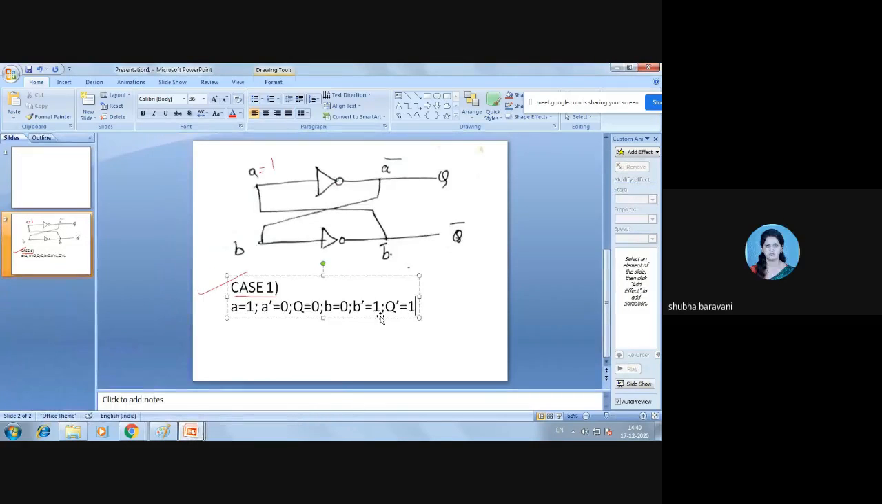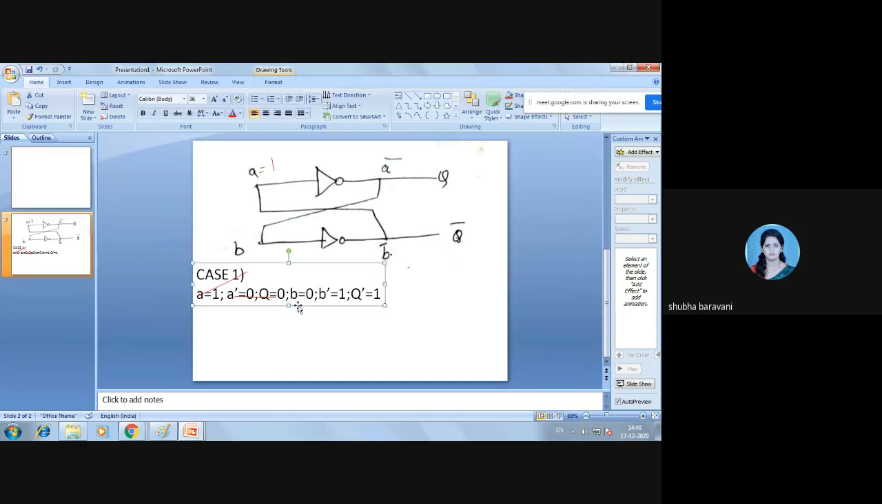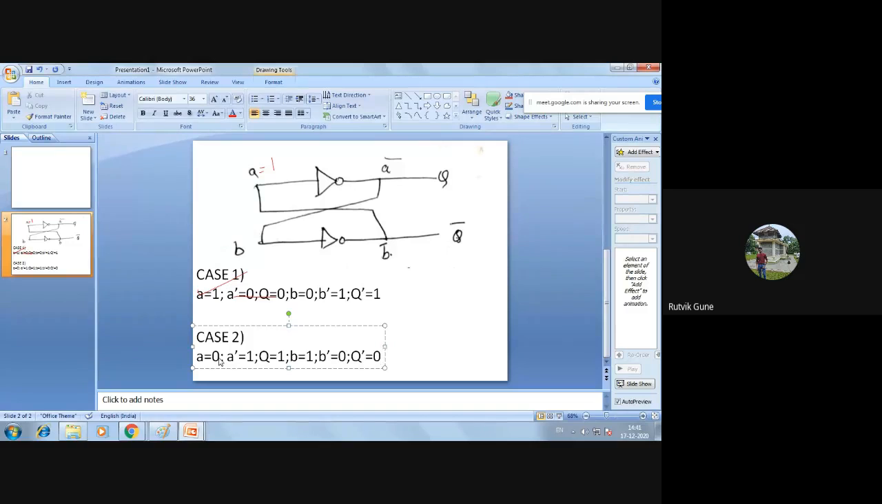Okay, right. Now similarly I'll take the next case. I'll take case 2. Earlier I had taken A is equal to 1. Now I'll take A is equal to 0. When A is equal to 0, A bar becomes 1, Q becomes 1, B becomes 1. So B bar becomes 0, Q bar becomes 0. Any issues up till here? No, ma'am.